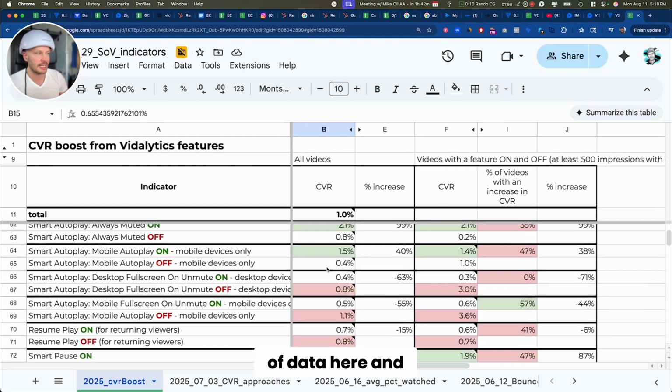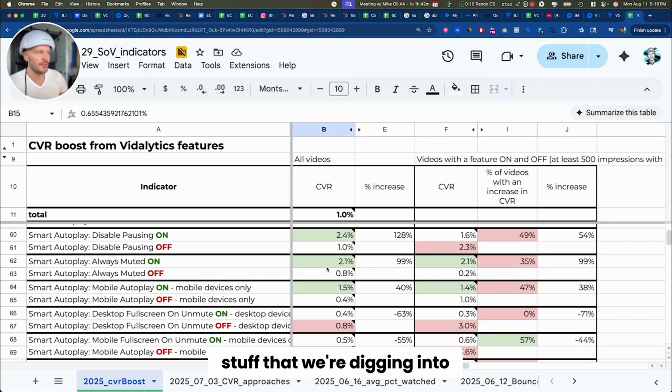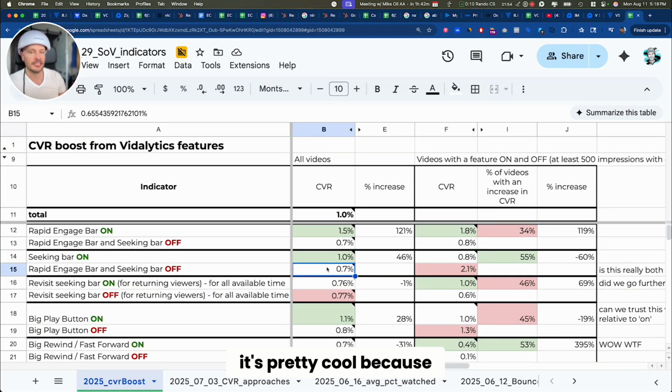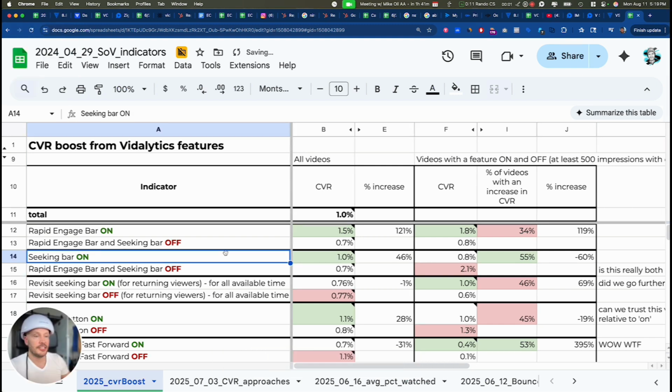So we have lots of data here and stuff that we're digging into. And it's pretty cool because this is going to be the next generation of how we're analyzing videos to make sure that people using Vidalytics are absolutely winning. So stay tuned for more on this.